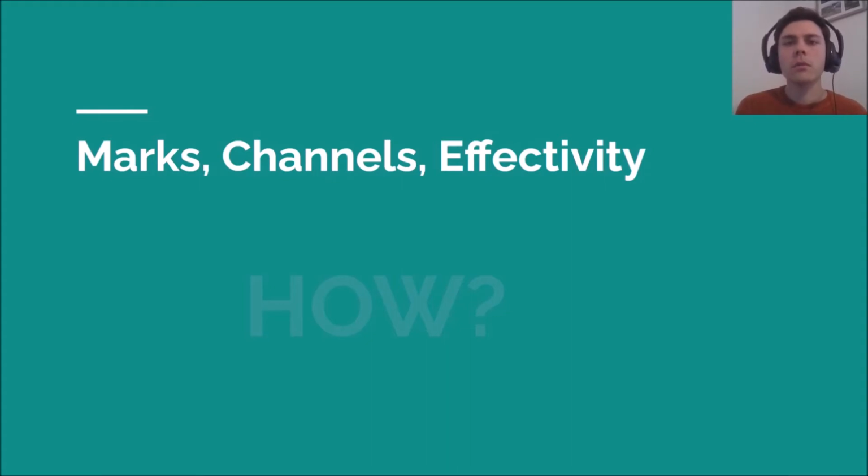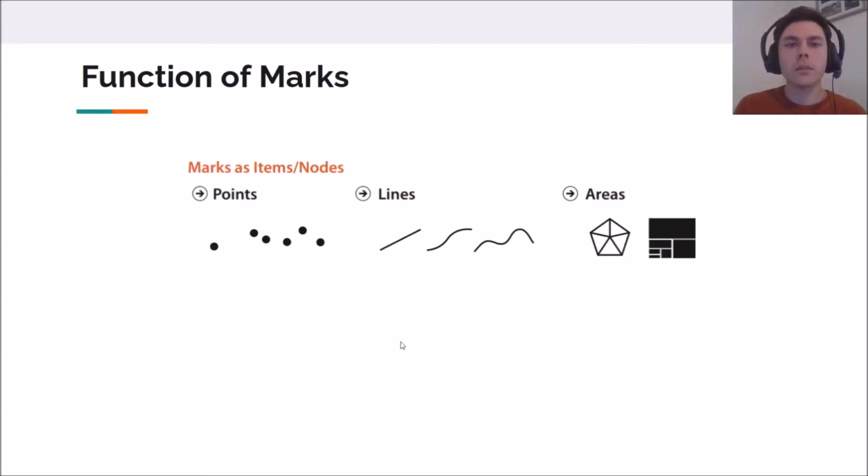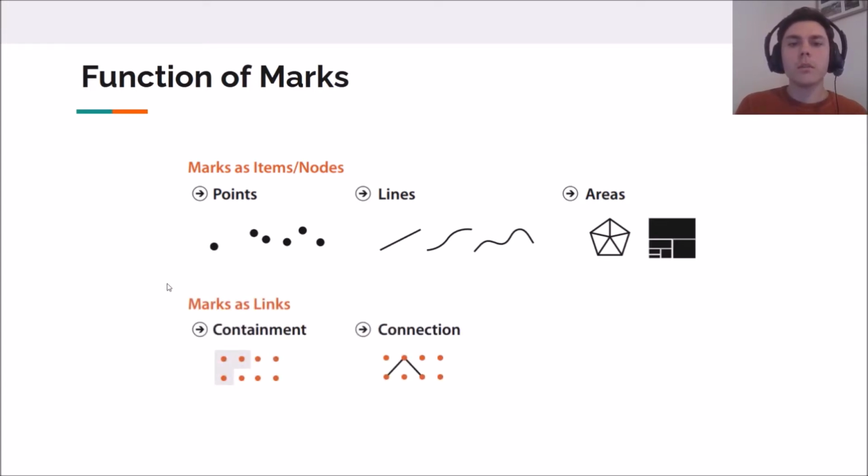Now that we've talked about the what of visualization, which was the data, and the why of visualization, which was the user tasks, we can finally talk about the how, and this leads us to marks. Marks are the atomic pieces that make up a visualization, and together with other components like axis ticks, they convey the actual data. And in the simplest cases, marks are simply items like points, lines, or areas. But as we saw in the graph example, they can also be connections between items or containments of other items.